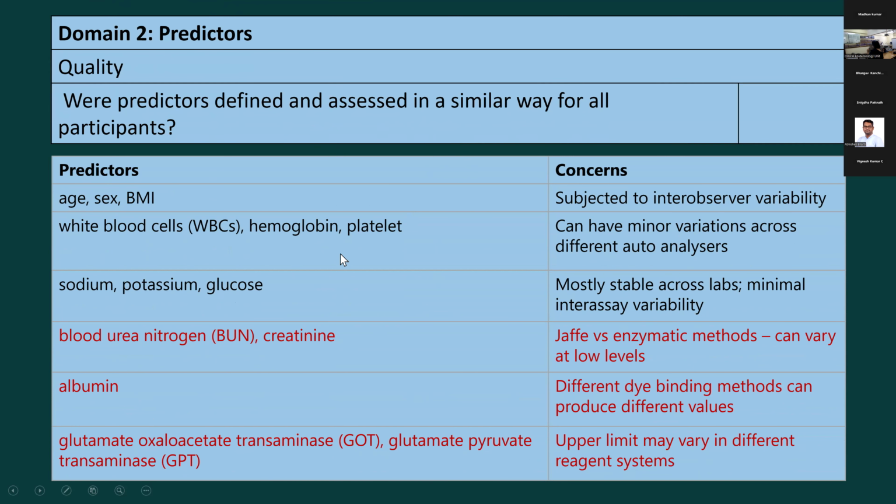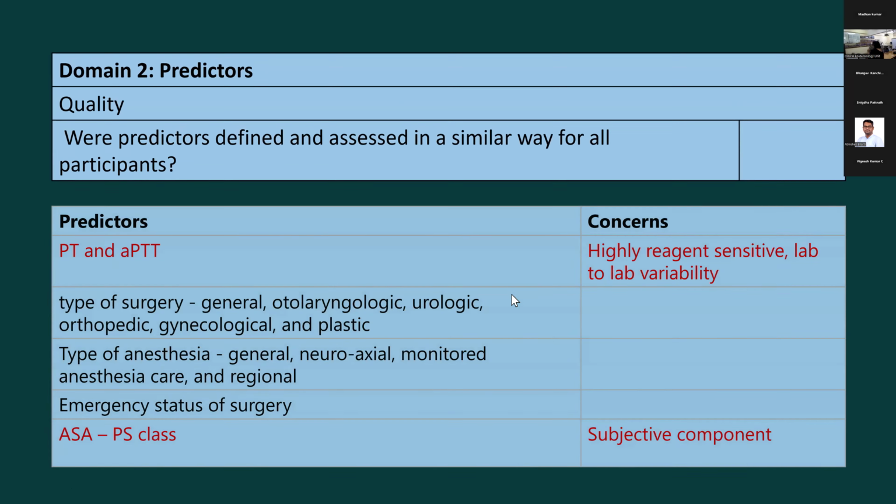What I've given here is the predictors which they used and what problems can arise with this. Age, sex, and BMI. BMI per se can be subjected to inter-observer variability. Regarding white blood cells, hemoglobin, platelet count, electrolytes, and glucose, there can be minor variation which can differ with the autoanalyzer. Regarding BUN and creatinine, the enzymatic method versus the Jaffe method, different labs can use different methods to assess that, and this can vary. Albumin also, there are different dye binding methods which can produce different values. For GOT and GPT, the upper limit of normal differs in different systems. PT and APTT are highly reagent sensitive and subject to lab variability.